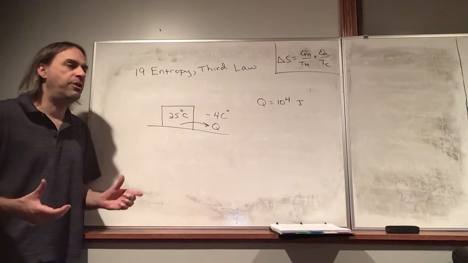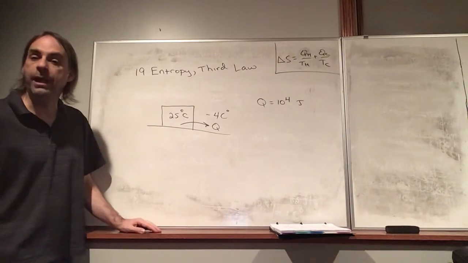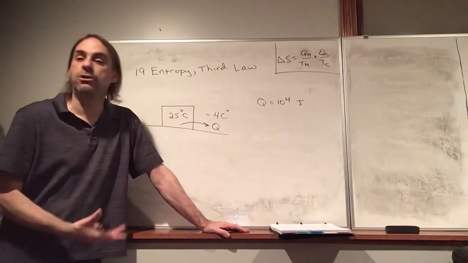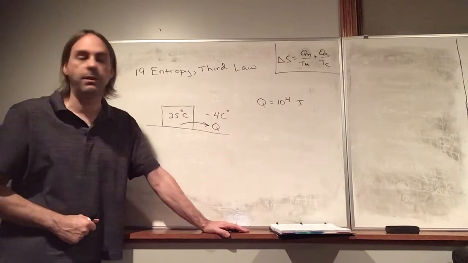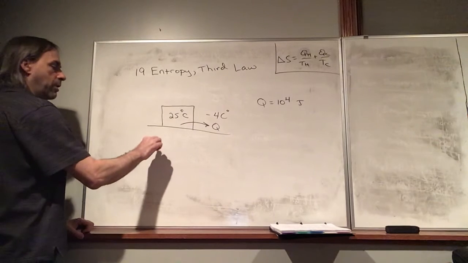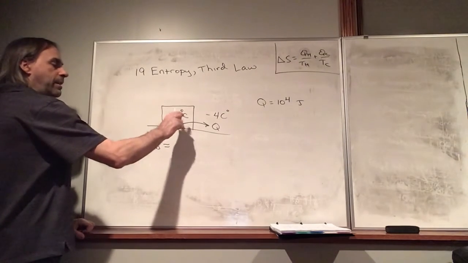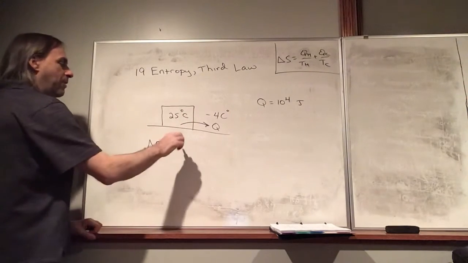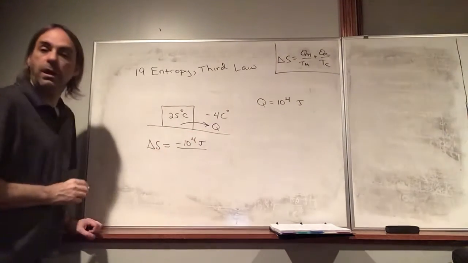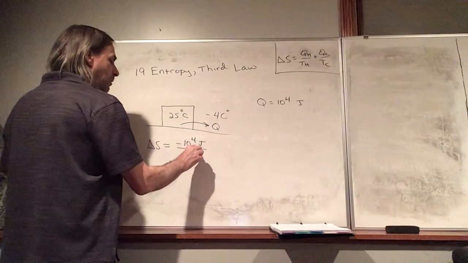I want to know the change of entropy of the universe as a result of that heat flowing out of the house. I'm going to do this two ways. The first way I'm going to do this incorrectly, and then we'll see what went wrong and fix it. So let's plug things in. Delta S, and again, we're going to do this wrong at first. QH is the heat being removed from the interior of the house, so that's going to be negative 10,000 joules. Then we divide by TH, which is 25 degrees Celsius.